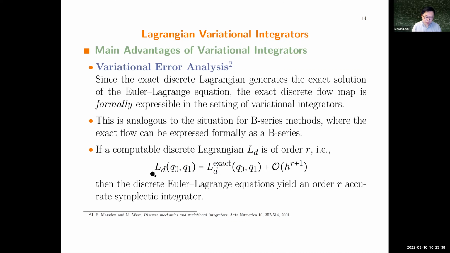Okay, so if you have a computable discrete Lagrangian and it approximates the exact discrete Lagrangian to a certain order of accuracy, then it turns out that the corresponding numerical method is going to have that same order of accuracy. So it allows you to analyze properties of the numerical method by just analyzing the extent to which this computable discrete Lagrangian approximates the exact discrete Lagrangian, which I talked about earlier.